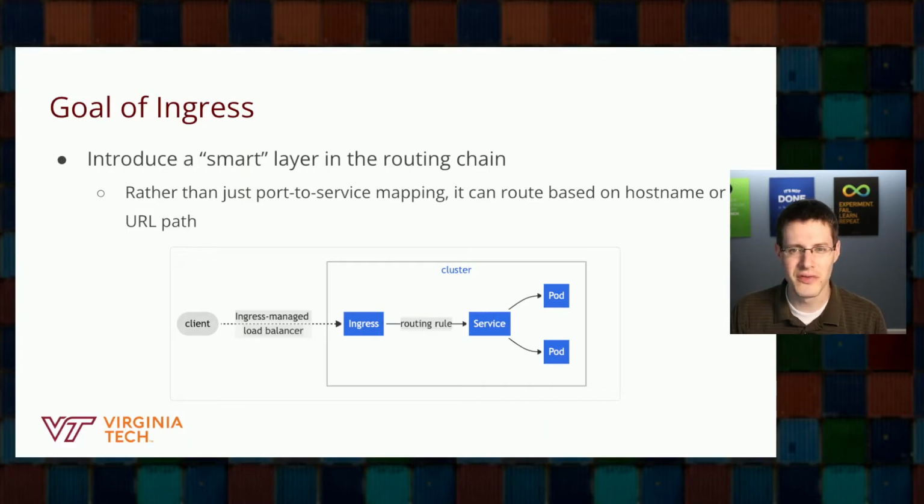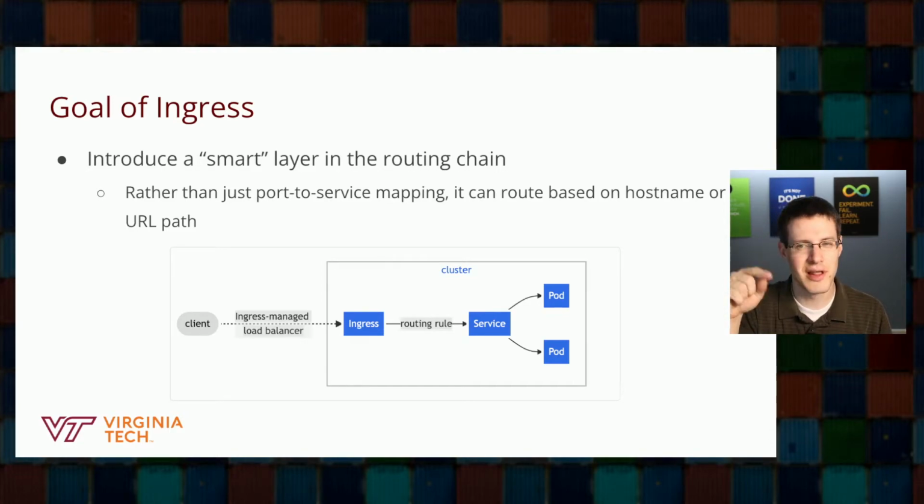Okay, so the goal of Ingress is to introduce a smart layer into the routing chain. At this point, our routing has been really dumb. Requests that come to this port go to this service, and that's it. But what if we could start to have smarter routing? So requests that come to this port, if it has this domain name in the request, go to this service. If it's another domain, go to another service. So there's one port exposed, but now based on routing rules, we can change where things go.